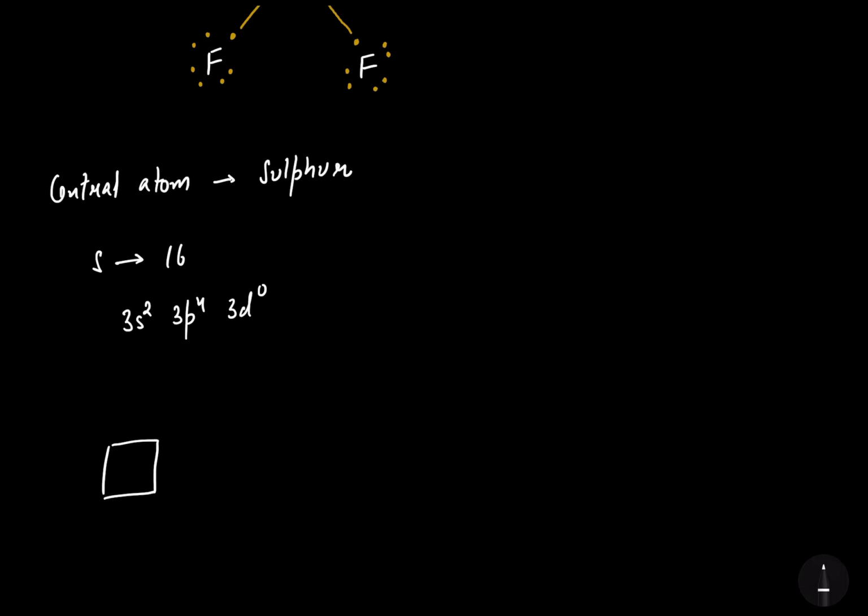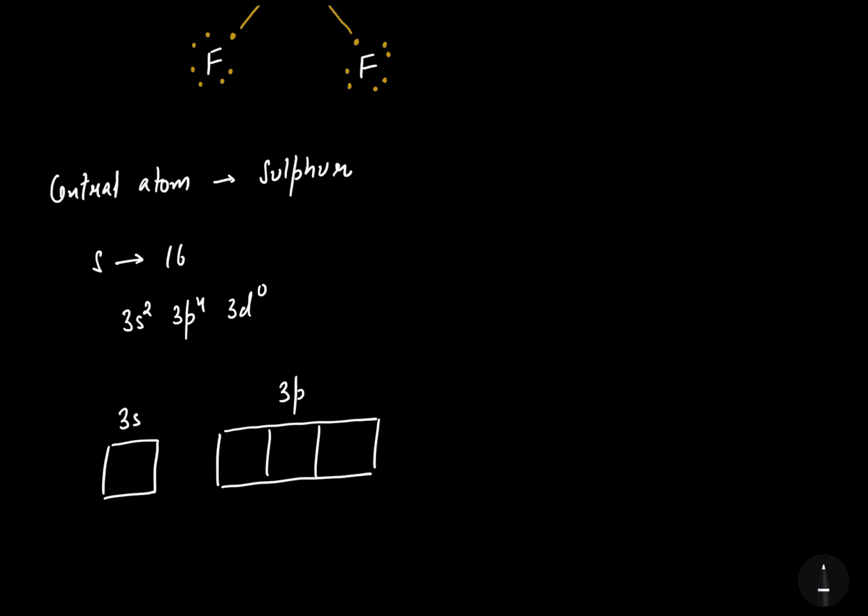So in case of 3s subshell, the s subshell has only one orbital, so I have made only one box. In case of 3p, the 3p subshell has in total 3 orbitals. These orbitals are actually degenerate orbitals. The degenerate orbitals are those orbitals which have equal energies. So 3p subshell will have 3 orbitals.